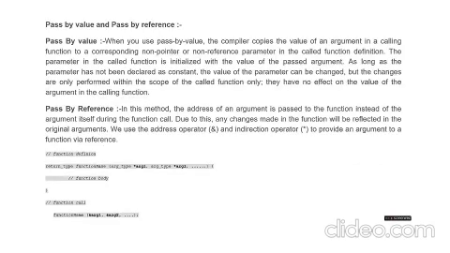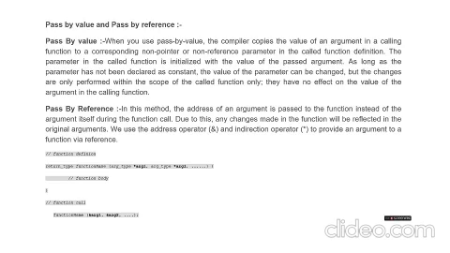Pass by value and pass by reference. Pass by value: when you use pass by value, the compiler copies the value of the argument in the calling function to a corresponding non-pointer parameter in the called function definition. The parameter in the called function is initialized with the value of the passed argument.